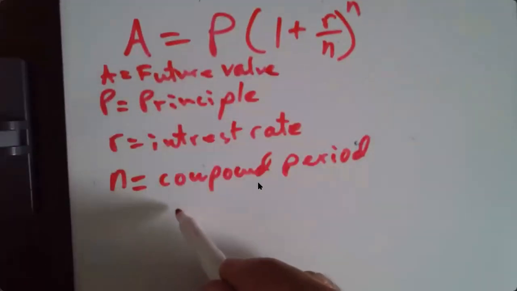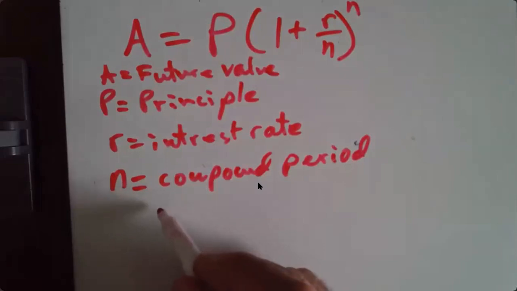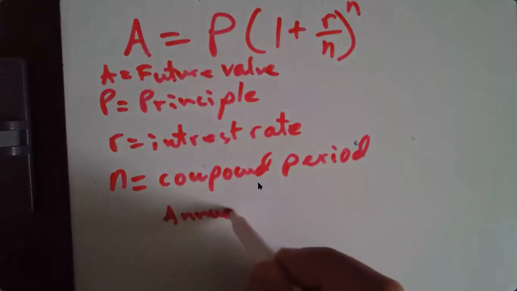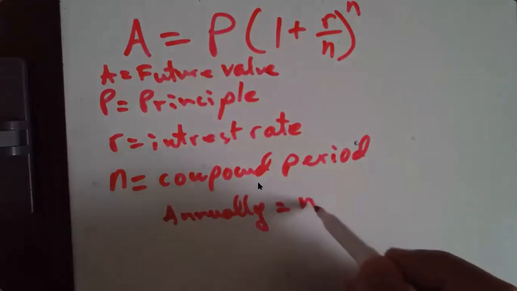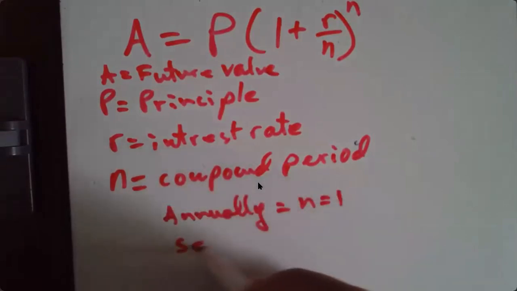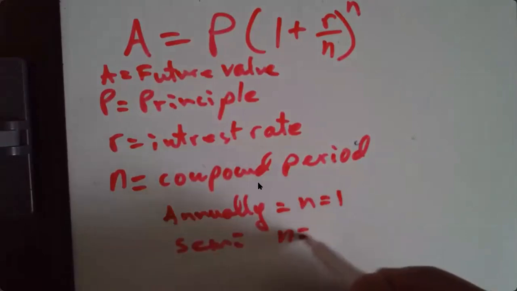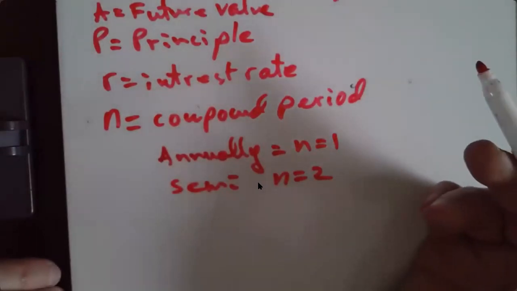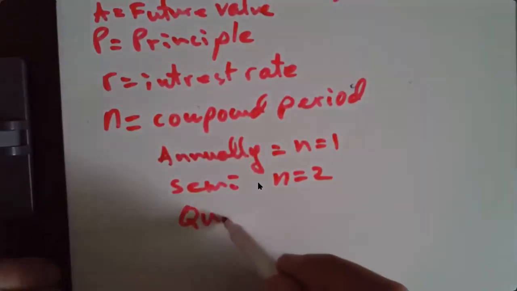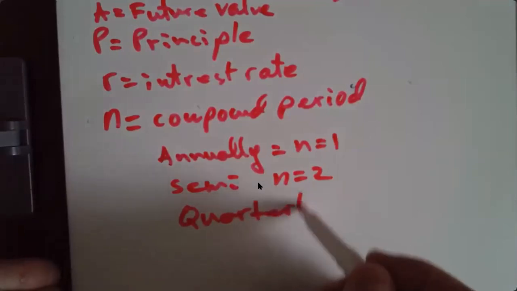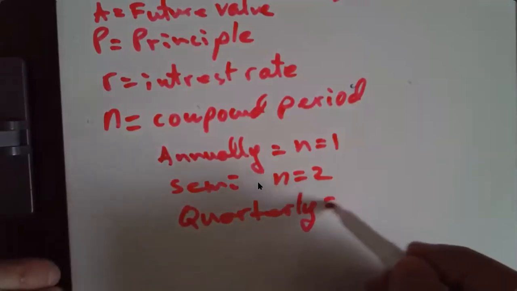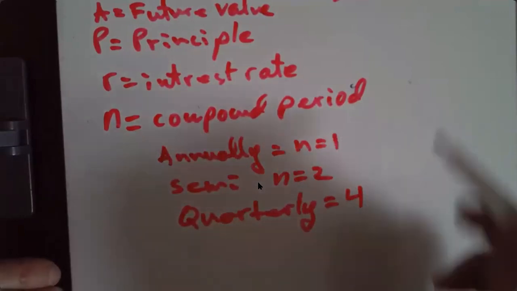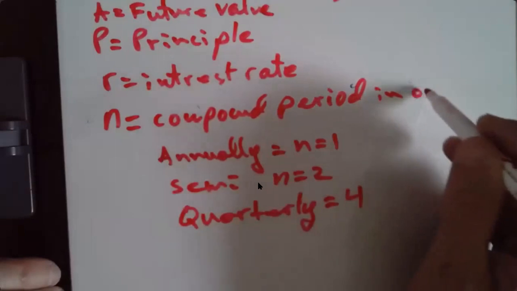So if annually, n equals 1, semi-annually n equals 2, because there's 2 compounding periods, and semi-annually would be 6 months. Quarterly, there's 4 quarters in a year. So this is the number of compounding periods in 1 year.